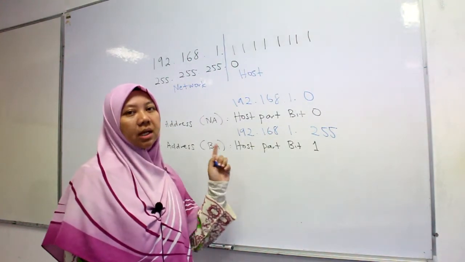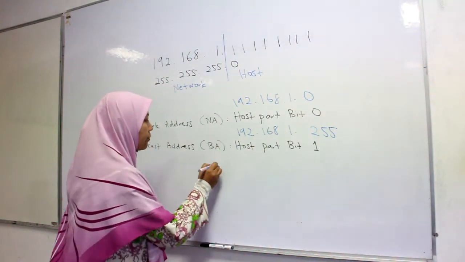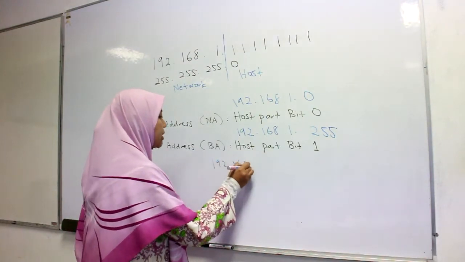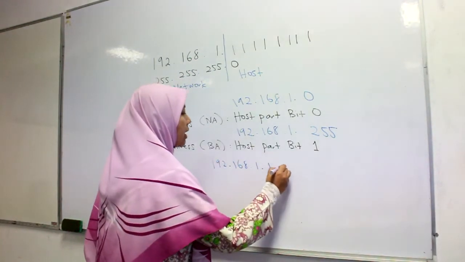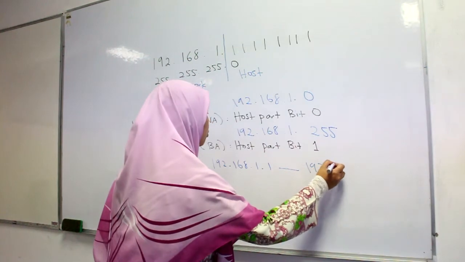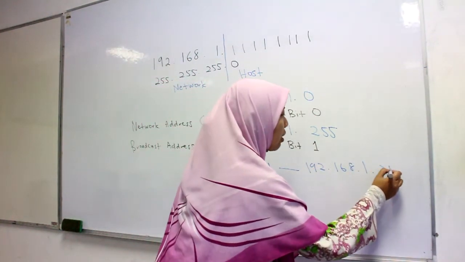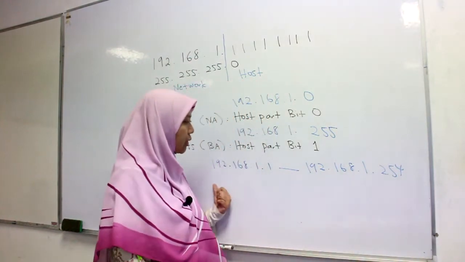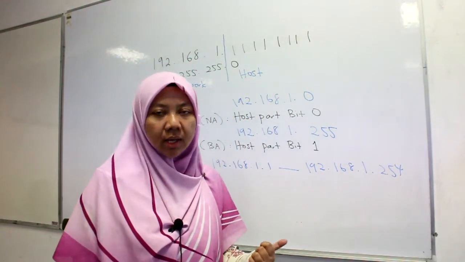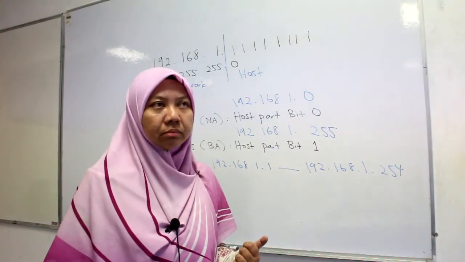So the addresses that can be used, the range is from 192.168.1.1 until 192.168.1.254. So you can see here, for this network you can get 254 hosts.